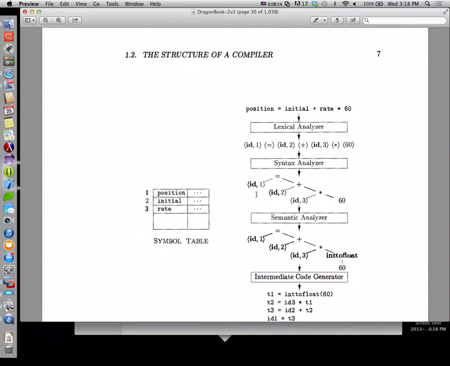So far left, ID1 equals ID2 plus ID3 times 60. So if we were to build an algorithm to produce that tree, how would we go through this token stream and actually produce this? What would that algorithm look like? Go ahead. I hate to say it, but it'd probably be recursive. Could be. Doesn't have to be.